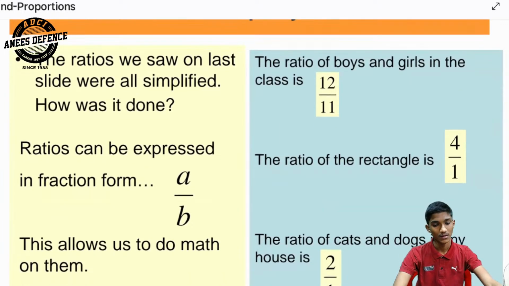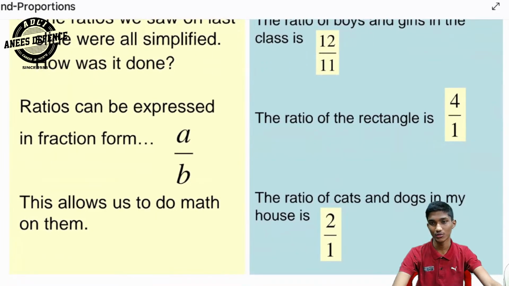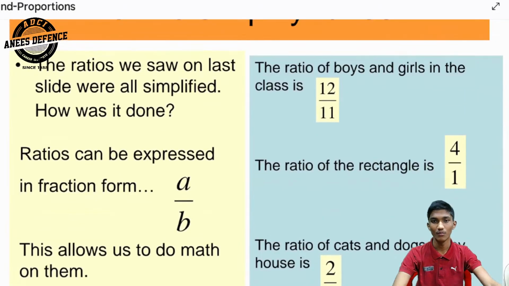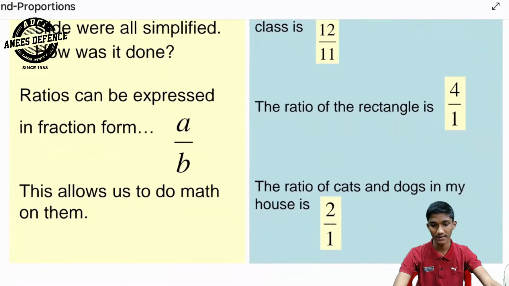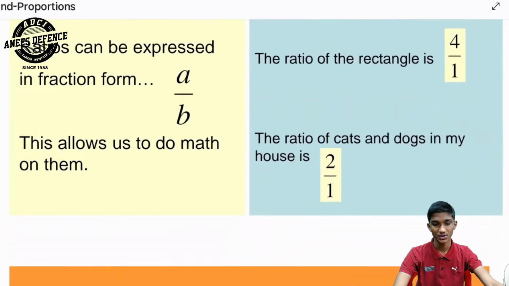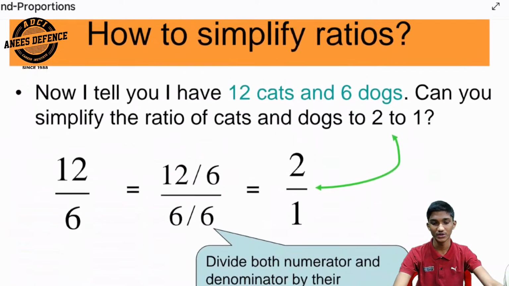How was it done? Ratios can be expressed in fraction form. This allows us to do math on them. Fractional form means A upon B. The ratio of boys and girls we just saw was 12 is to 11. The ratio of the rectangle is 4 is to 1, which we also write as 4. The ratio of cats and dogs in my house is 2 is to 1. Next, how to simplify ratios.